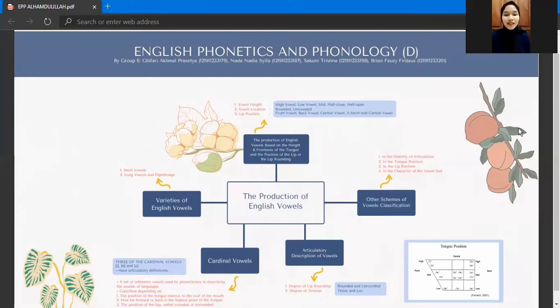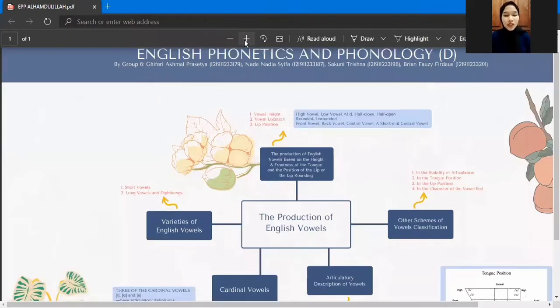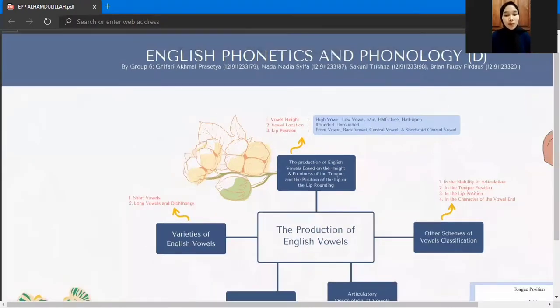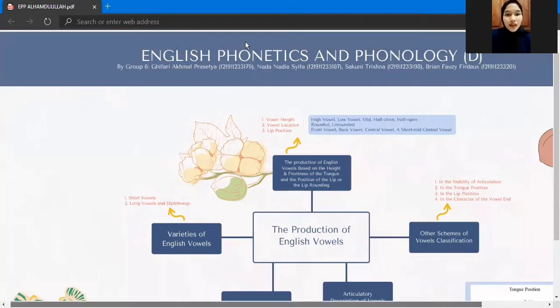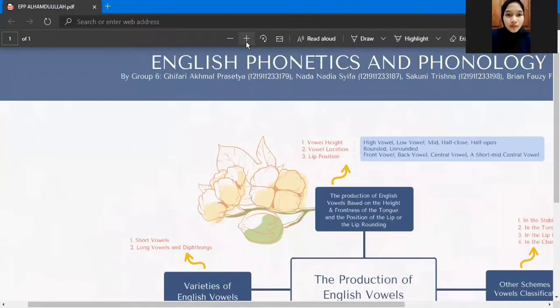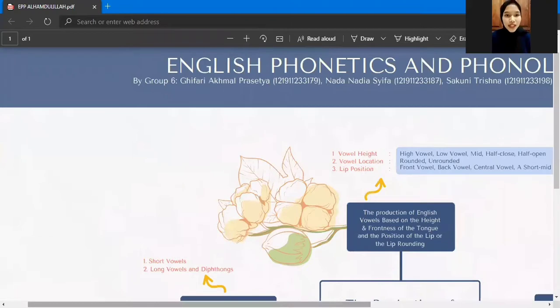187. Today we are going to discuss the production of English vowels. Firstly, I'm going to explain to you the production of English vowels based on the height and frontness of the tongue and the position of the lip or the lip rounding. The first one is vowel height.